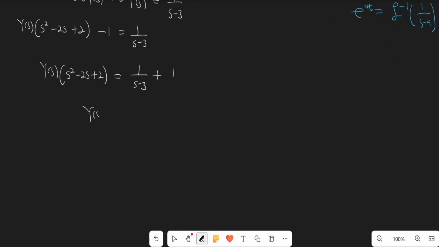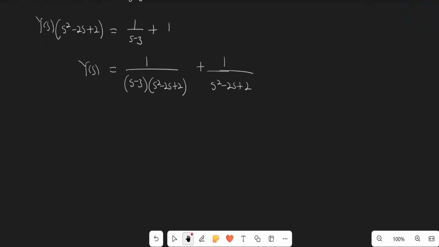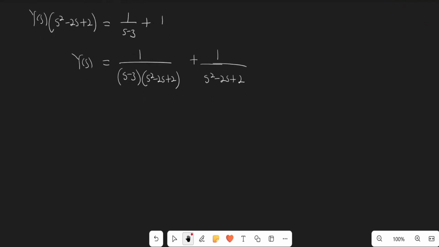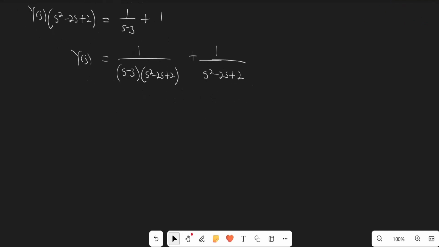When we do that, y of s on the left is going to be 1 over s minus 3, and this is multiplied by s squared minus 2s plus 2, like this, and now plus 1 all over s squared minus 2s plus 2, like this. Cool stuff. So this is what we have. We are going to use partial fractions for this, but this one, how best can we solve that?